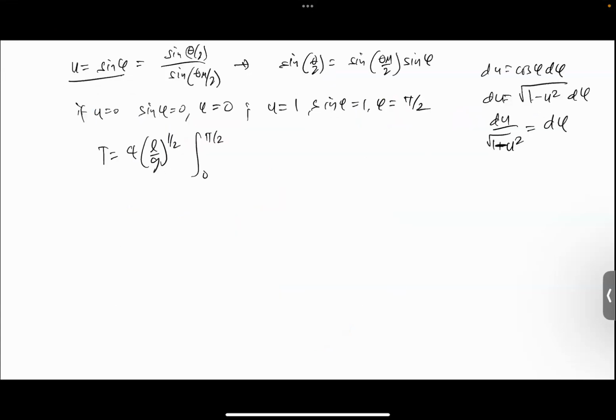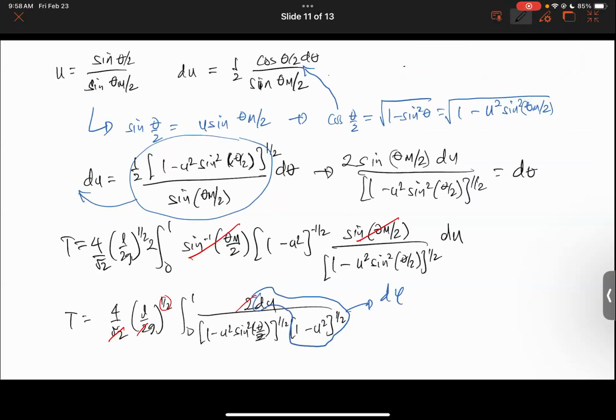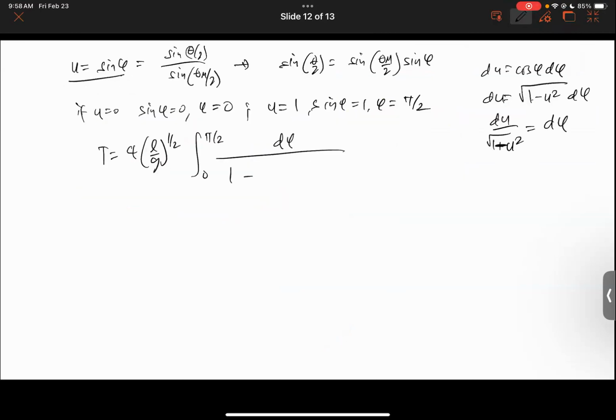So we can write d phi sa ibabaw. And then, yung sa ilalim, yung u squared, papalitan natin yan ng sine squared phi. Yun lang ipapalit natin doon. So, 1 minus sine squared theta sub m over 2 times sine squared phi, square root. Okay, and this is what we are going to expand.